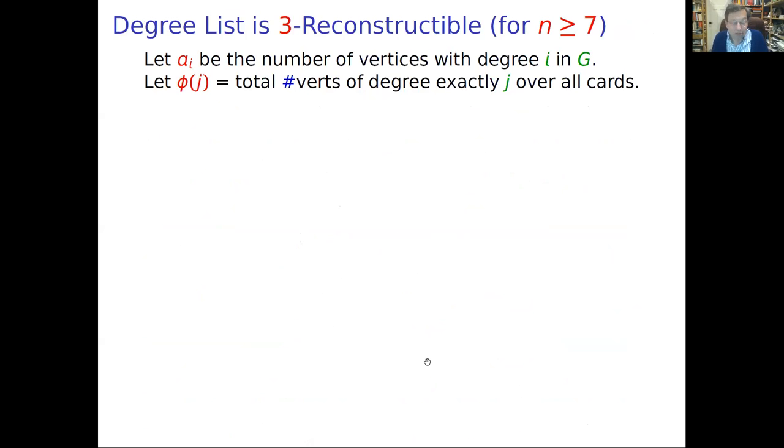Instead, let's go on to another problem. We're still 10 minutes behind. The degree list. How do we show that this is 3-reconstructible?